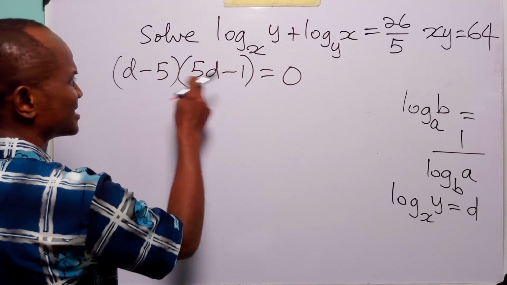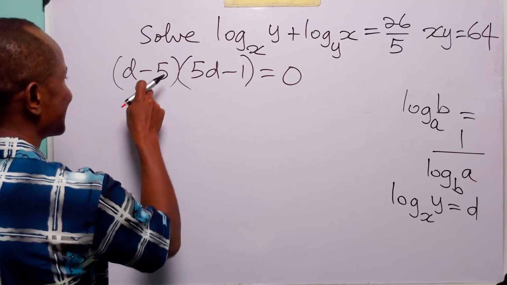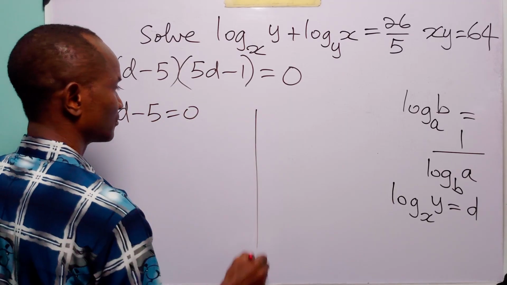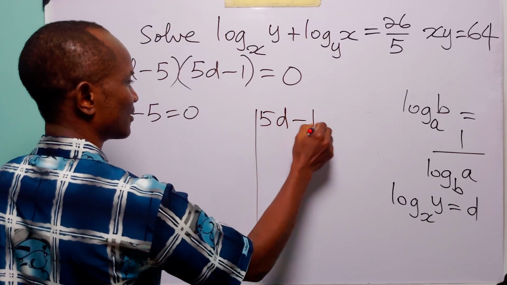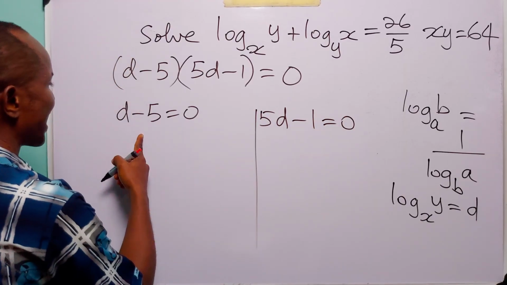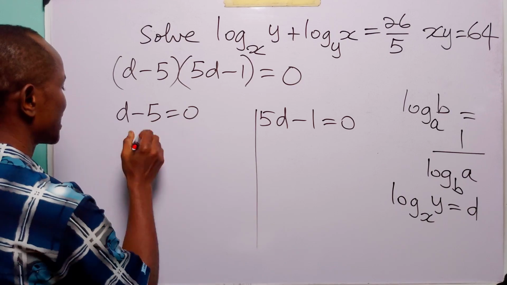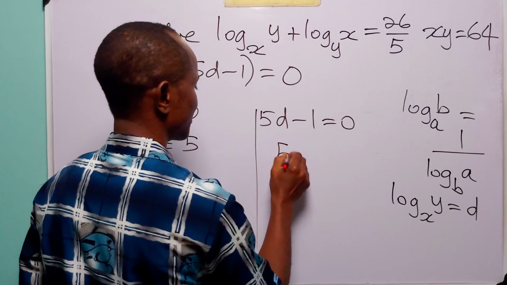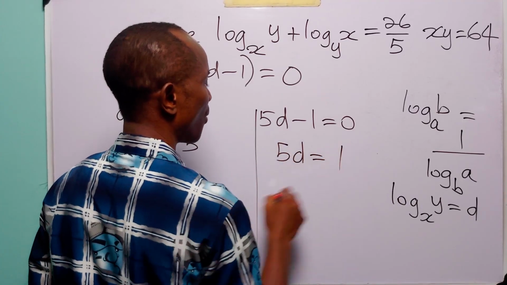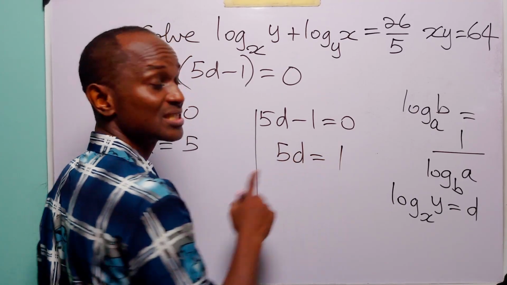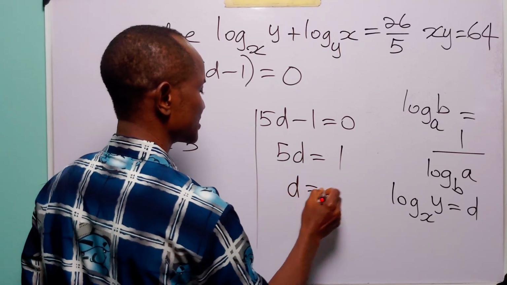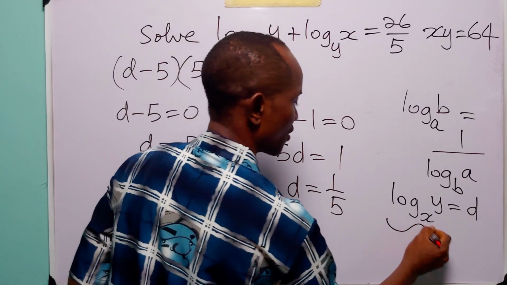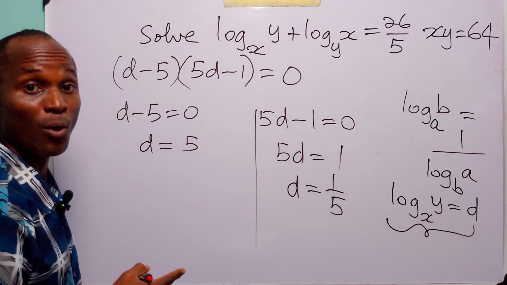Now, you know that when we have a situation like this, it simply means that either d minus 5 is equal to 0 or 5d minus 1 is equal to 0. Adding 5 to both sides of this equation, we have that d is equal to 5. From here, we have that 5d is equal to 1. And dividing both sides of this equation by 5, d is equal to 1 over 5. But let us remember that log to base x of y is equal to d.